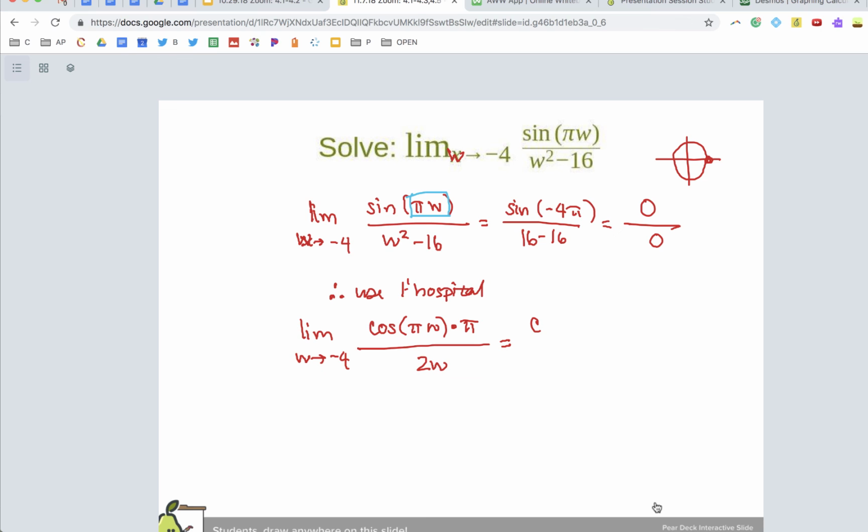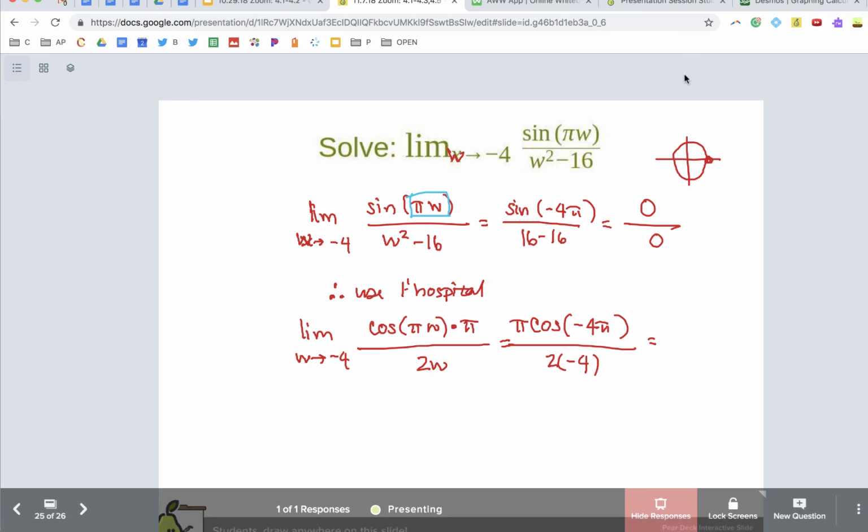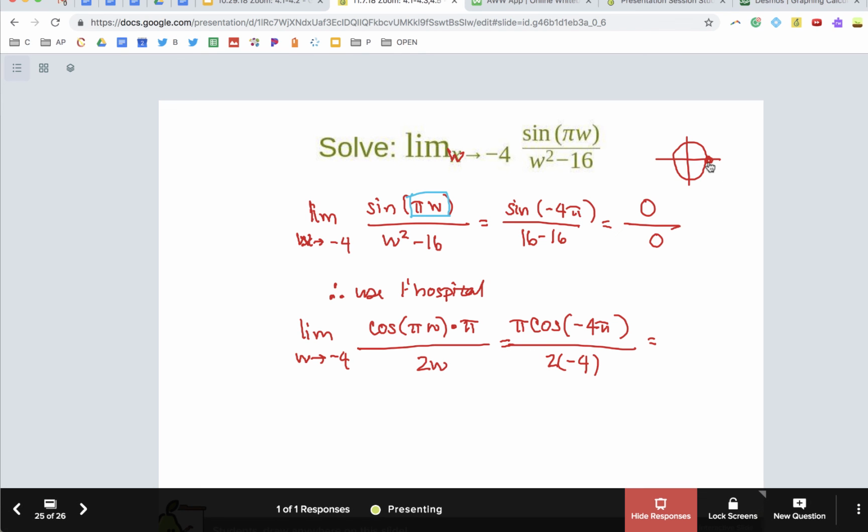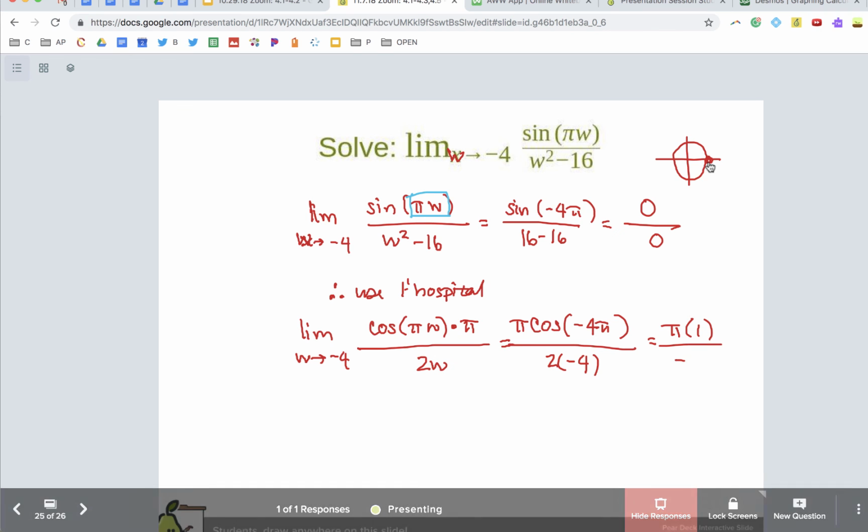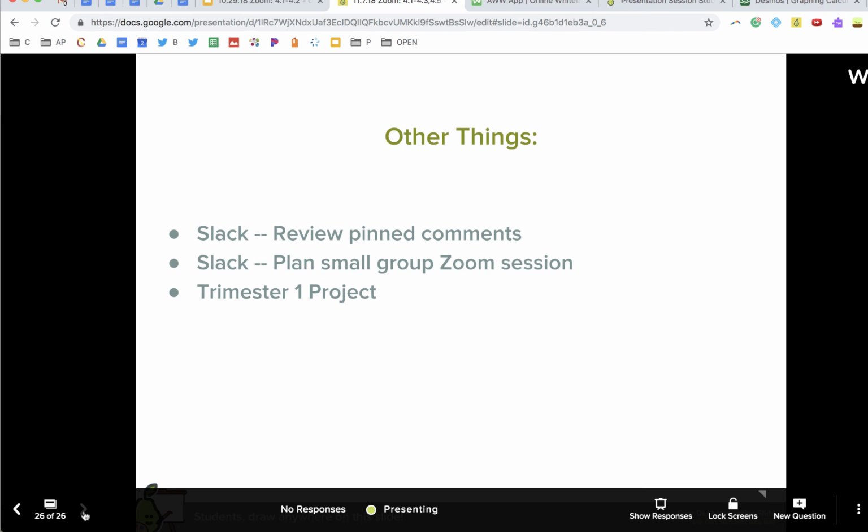So now the cosine of negative 4 pi times pi all over 2 times negative 4. And so the cosine is going to be the x value there. So that's going to actually be 1. So I have pi times 1 over negative 8, which is negative pi over 8. And that's really it for this lesson.